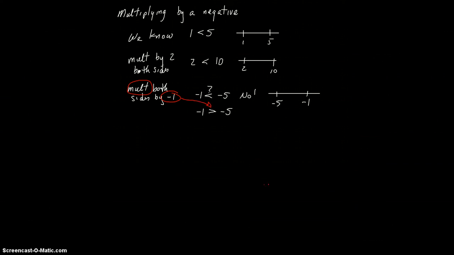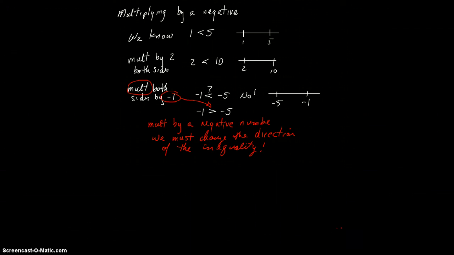So if I multiply by a negative number, or divide by a negative number, we must change the direction of the sign of the inequality. Very, very, very important. So with that in mind, let's do this problem.